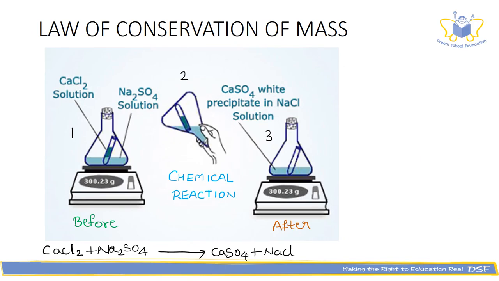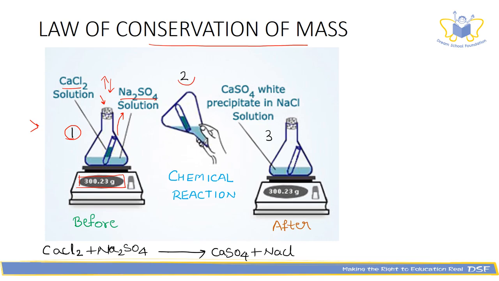Let us try to understand the law of conservation of mass using an example. Here you can see a flask containing calcium chloride solution, and it also has a test tube containing sodium sulfate solution. Also note that this flask is sealed off to avoid anything from coming out or going in. When this whole apparatus is weighed, you can see that it is 300.23 grams.